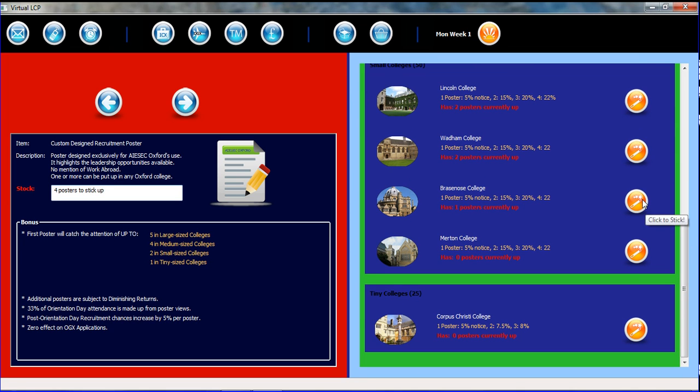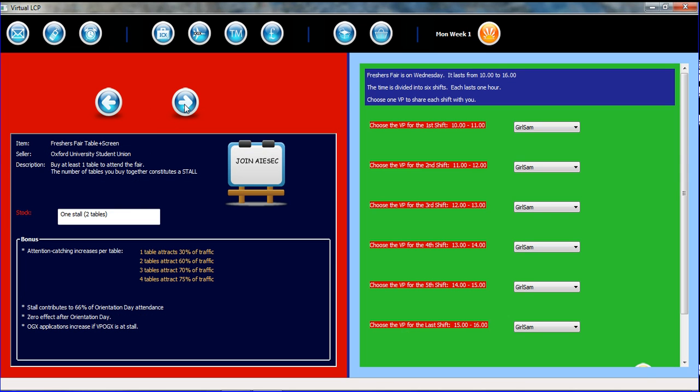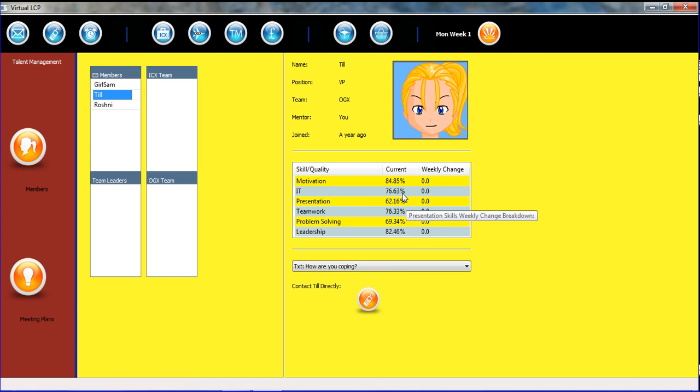Okay, posters are stuck up. Now let's go for Freshers' Fair. Table and screen. So we have 1 stall, 2 tables, and we have to pick the shift. Now, between our 3 vice presidents, we have 6 shifts. It lasts from 10 to 4. Now let me see, who is the strongest presenter? I could divide it up equally, but I could also try to. Till has high motivation and low presentation. Selling skills are sort of made up of half motivation, half presentation. That's something to take into account. Girl Sam is high in both, sort of.